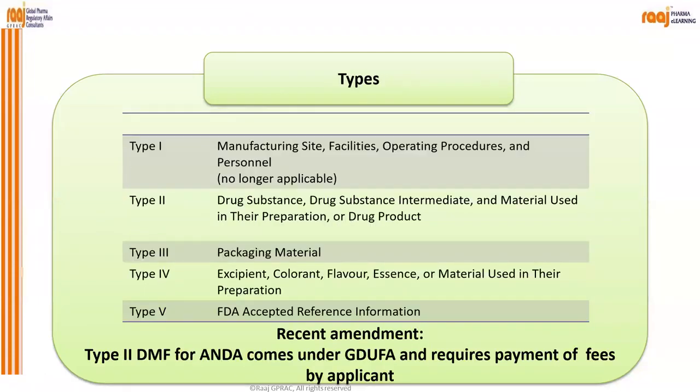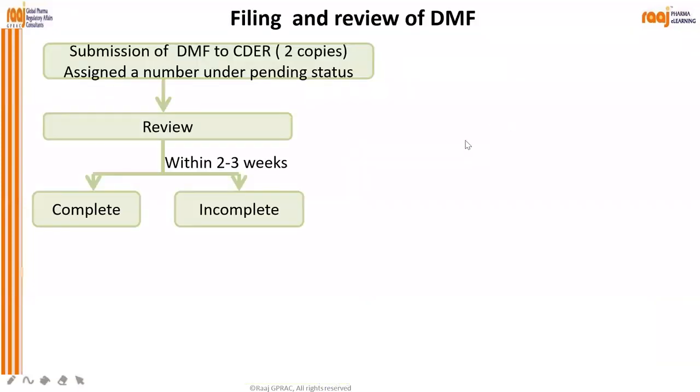So there are mainly five types of DMF, but types 1 and 5 are no longer applicable, and only type 2, type 3, and type 4 are applicable. What are type 2 DMFs? They are mainly for the drug substance, intermediate, and material used in the preparation of the drug product. Type 3 is for packaging material, and type 4 is for excipient, colorant, flavor, essence, and material used in their preparation. So these three, type 2, 3, and 4, are active DMFs. Since we are working in the pharma industry, we mainly have to file a type 2 DMF.